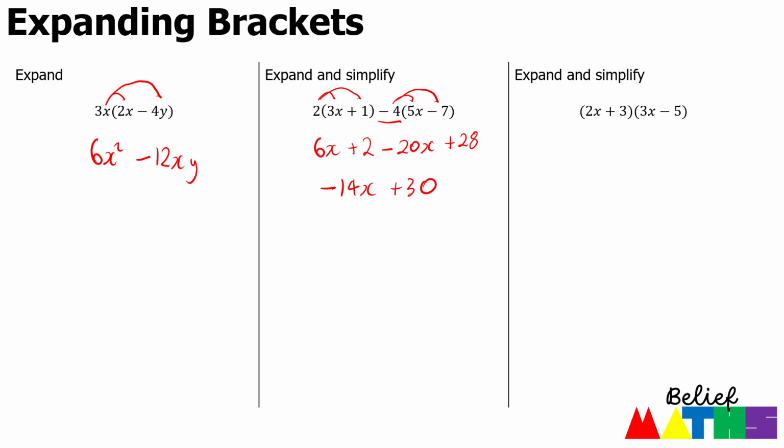Finally, we've got double brackets beside each other. In this case, we're multiplying the 2x in the first bracket by both of the terms in the second bracket. That gives us 6x squared minus 10x. And then the two terms in the bottom, the second term by both of them, which is 9x minus 15. And then if we do them in that order, we'll always collect together the two middle terms and get 6x squared minus x minus 15.